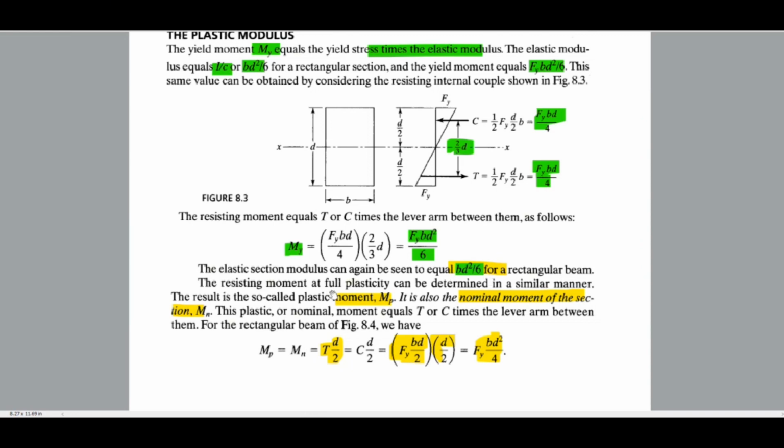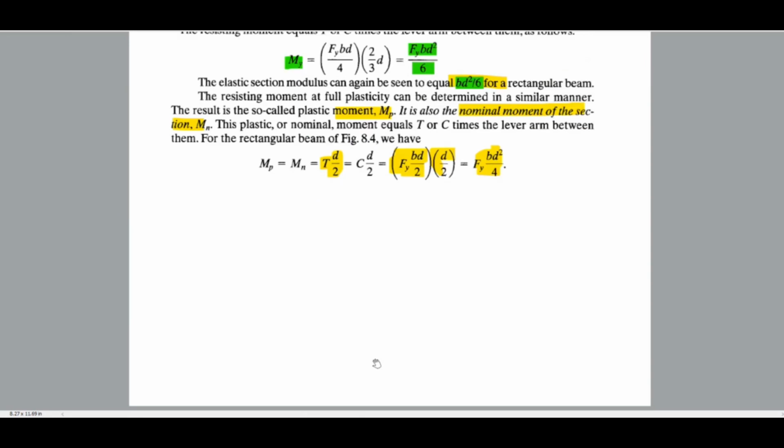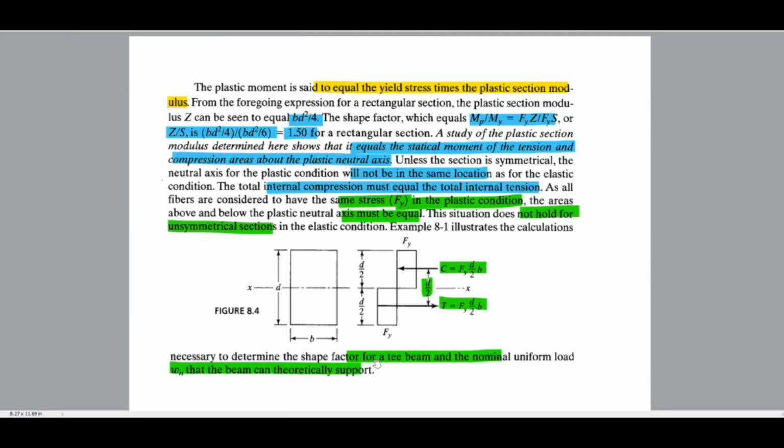The resisting moment at full plasticity can be determined in a similar manner. The result is the so-called plastic moment. It is also the nominal moment of the section. Plastic or nominal moment equals T or C times the linear arm between them. For the rectangular section, T into d by 2, or C into d by 2, gives Fy bd squared by 4. So here the plastic moment equals the yield stress times the plastic section modulus.